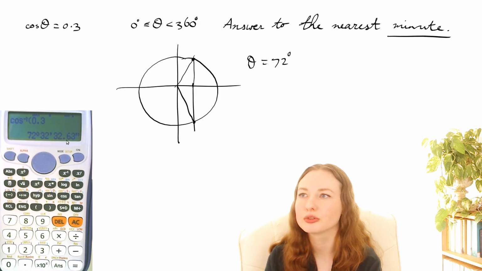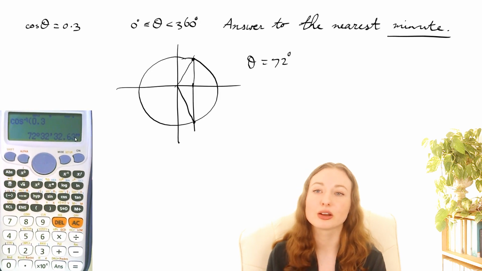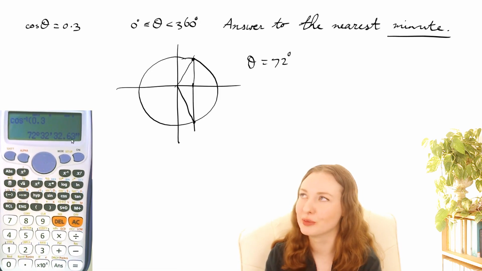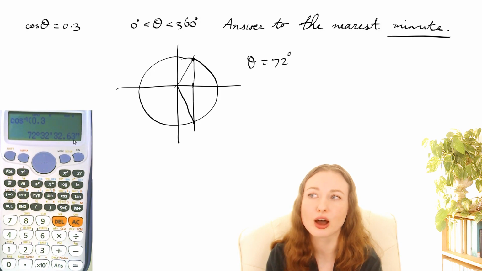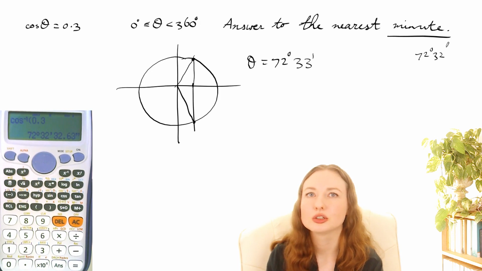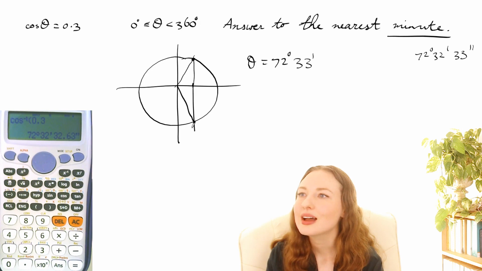So we have to decide if this is less or more than half a minute. Now remember that there are 60 seconds in a minute. So half a minute will actually be 30 seconds. So this is more than half. So we actually have to round that up. So that would be 72 degrees, 33 minutes. If they asked you to do it to the nearest second, you would say 72 degrees, 32 minutes, and we'd round that off to 33 seconds, like that. Okay, so that's that one.